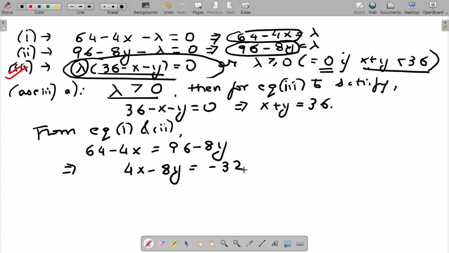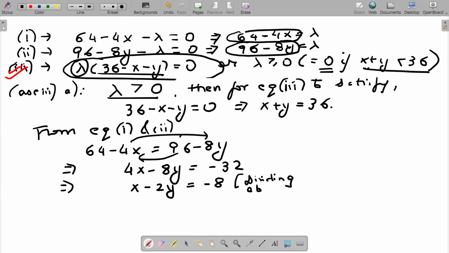I am just rearranging the terms. I took minus 4x to this side, so I got 4x minus 8y. I took 96 to this side, so I got 64 minus 96, which is minus 32. And this further boils down to, if I divide by 4 on both sides, x minus 2y is equal to minus 8. This is what I get when I divide the above equation by 4. So now let's call this star and this star dash. Now let's solve for star and star dash.